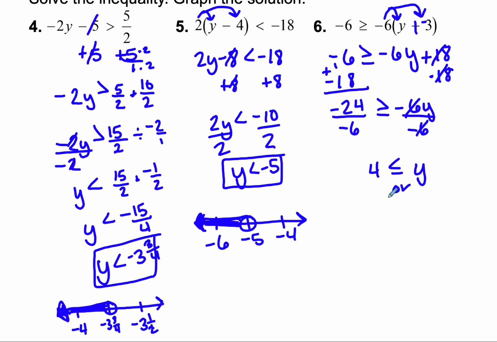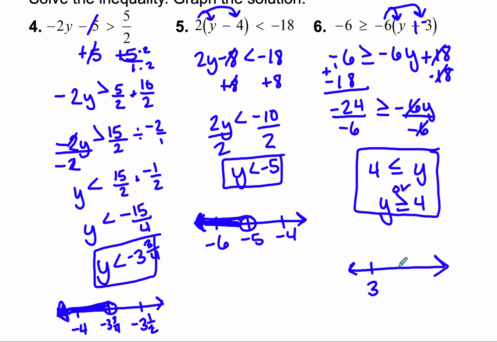And if you prefer to have the variable come first for your graphing, you can flip the entire thing over if you want to. Y is greater than or equal to 4. You just have to make sure the thing that is greater in the first inequality is still greater in the second inequality. When you flip the sides here, you have to flip the sign too. Our alligator is eating the bigger number, which is the y. So alligator's mouth open towards the y. When we flip-flopped it, alligator's mouth still open towards the y. So either 4 is less than or equal to y, or y is greater than or equal to 4.